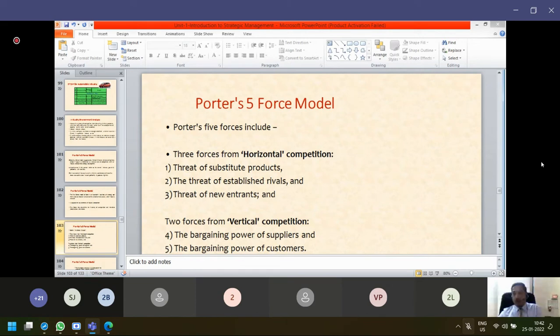Bargaining power means negotiation power in terms of the deals. For example, suppliers providing raw materials may want to get the highest price, and when it comes to the bargaining power of customers, they may desire the best quality product at a very economical cost. So these 2 forces comprise the vertical competition: the bargaining power of suppliers and the bargaining power of customers. Getting it?